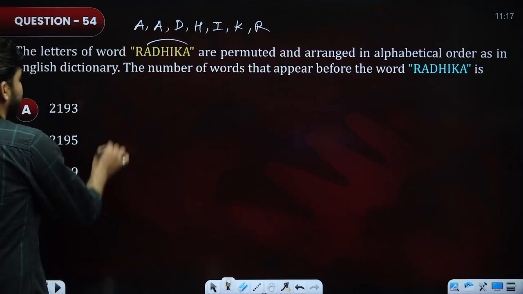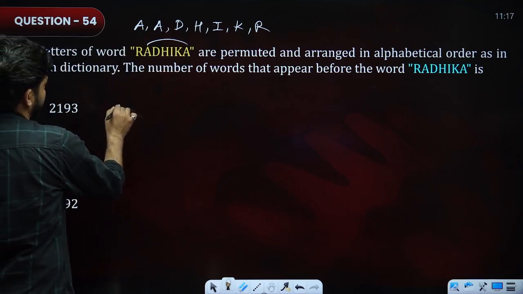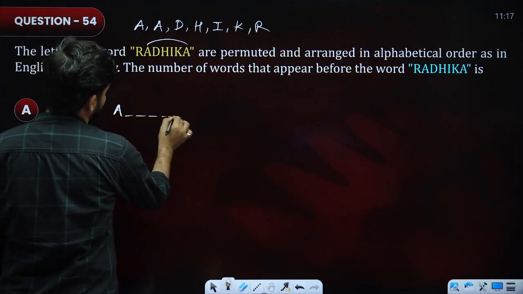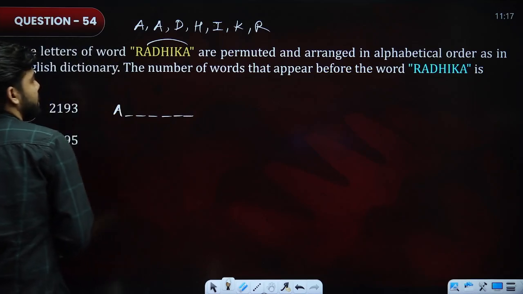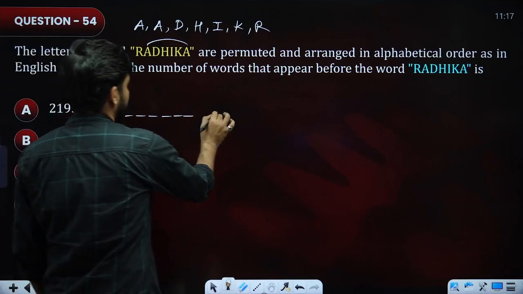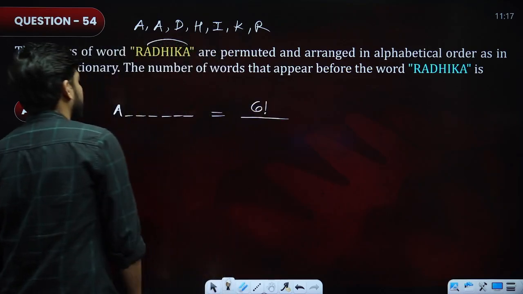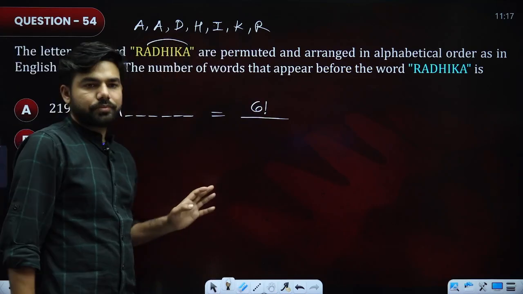So now, first of all, if I take A over here, we have 1, 2, 3, 4, 5, 6 — we have 7 spaces to fill. Therefore, we can take 7 factorial over here, but A is repeated 2 times.